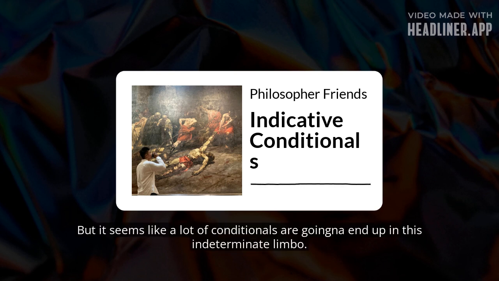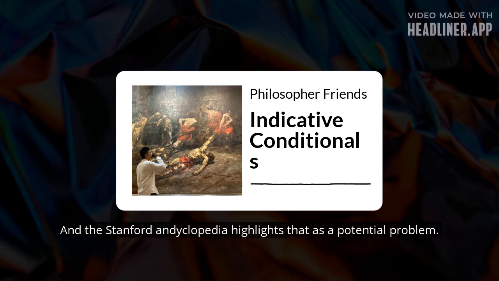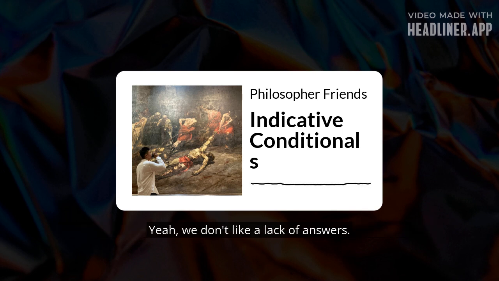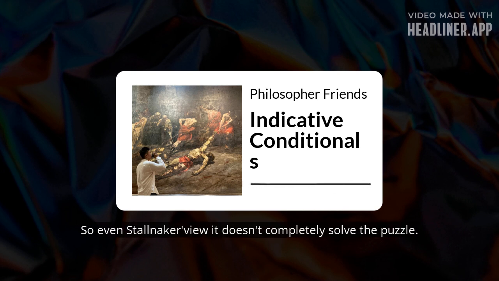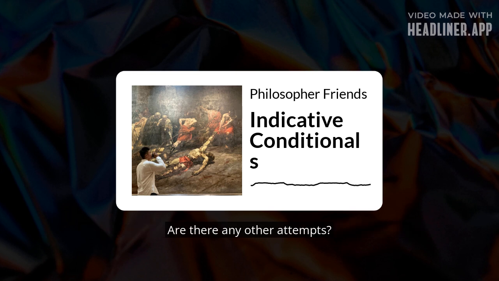But it seems like a lot of conditionals are going to end up in this indeterminate limbo. That's true, and the Stanford Encyclopedia highlights that as a potential problem. We don't like a lack of answers. Philosophers don't like indeterminacy. We want things to be true or false. So even Stalnaker's view doesn't completely solve the puzzle. Are there any other attempts?